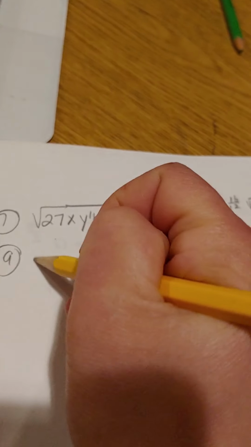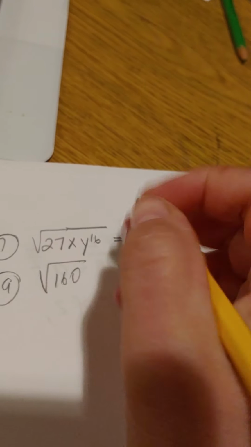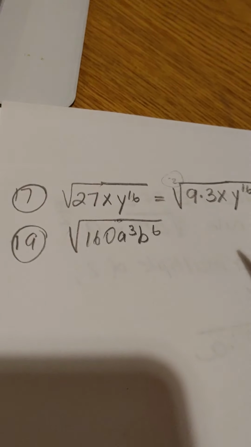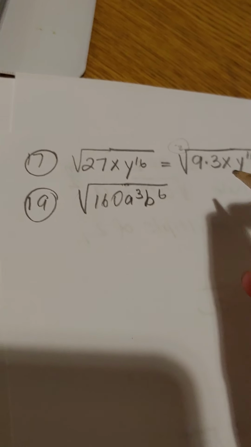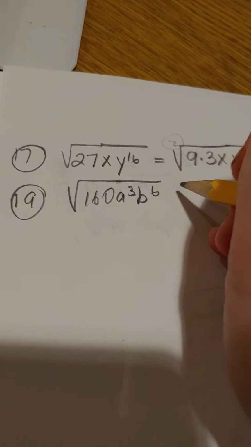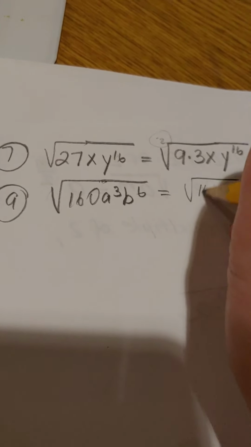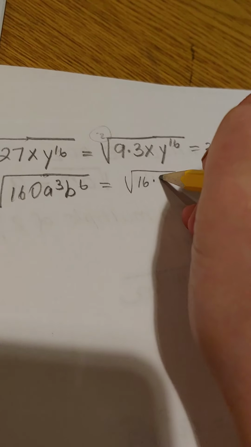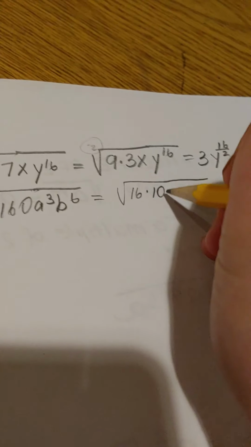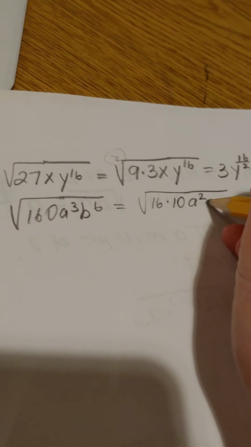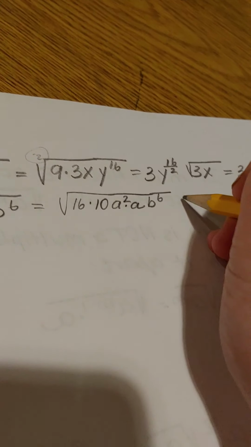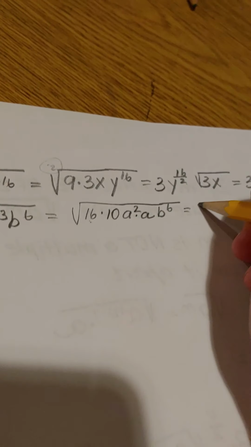Number 19, square root of 160 a to the 3rd, b to the 6th. So I'm going to break apart 160 as 16 and 10. A to the 3rd will be broken apart as a squared times a, and then b to the 6th will be left alone. I can take the square root of 16 and it's 4.